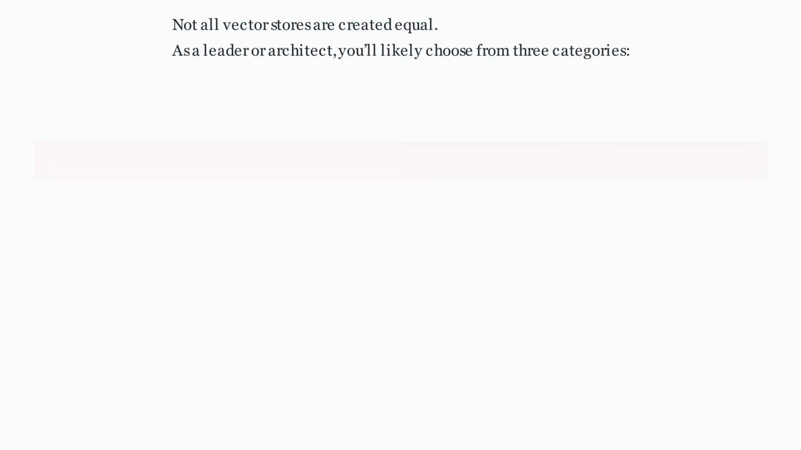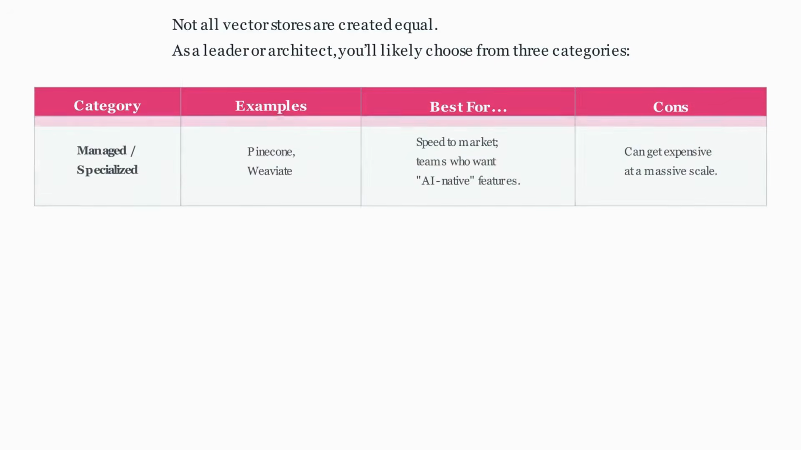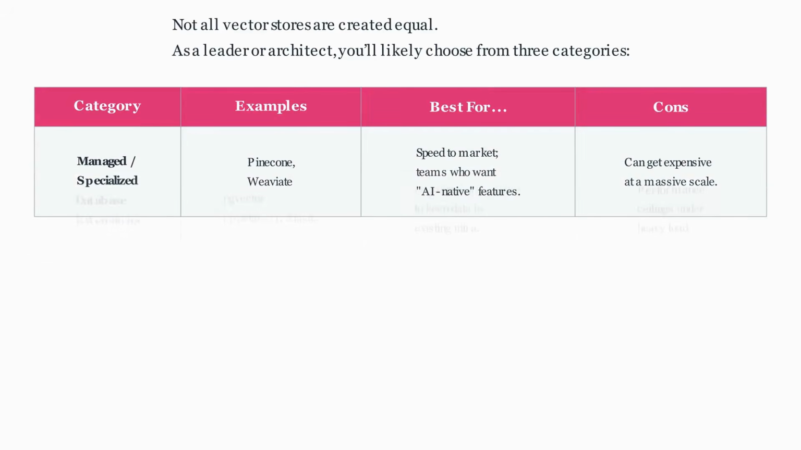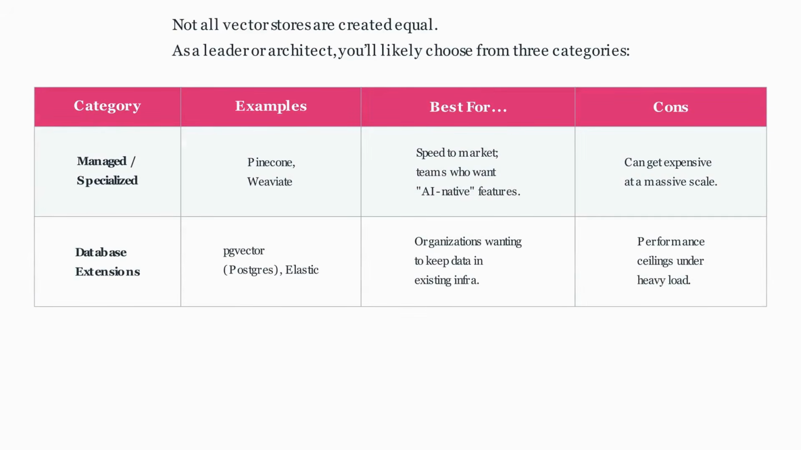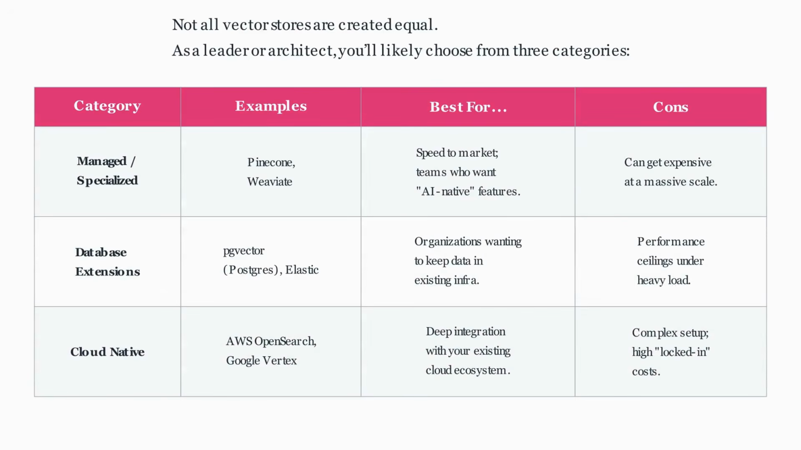As a leader or architect, you'll likely choose from three categories. The first one, managed, specialized. The second one, database extensions. And the third one, cloud native. Though their purpose is different from relational databases, which are more focused on keyword-based search, these are very similar to relational databases from a developer's perspective.